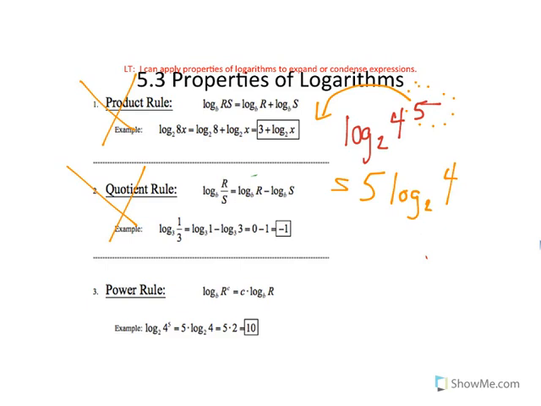Then I need to make sure to simplify if possible. So I've got 5 times this logarithm. The 5 is now acting as a coefficient or as a constant multiplied to this. So I'm going to hold on to the 5, but then I want to see if I can simplify that logarithm. 2 to what power equals 4? 2 to what power equals 4?